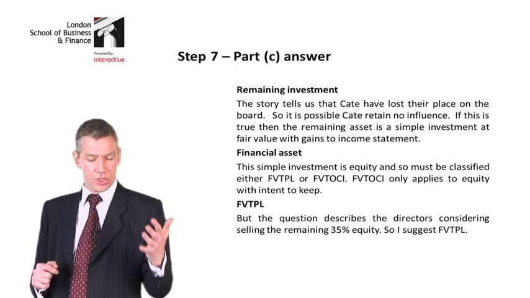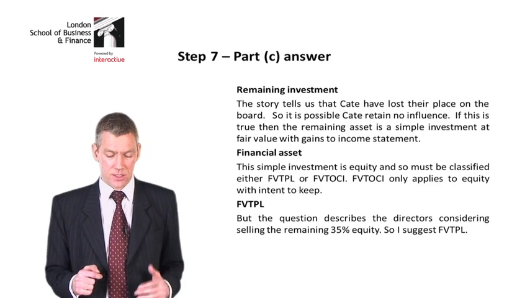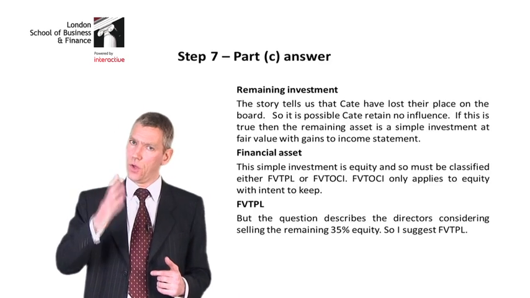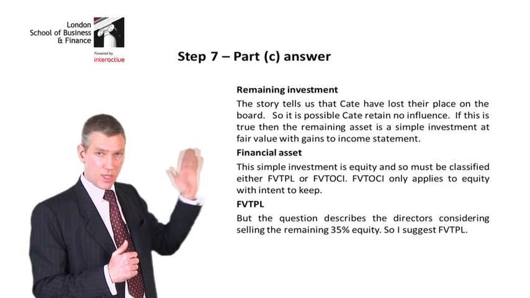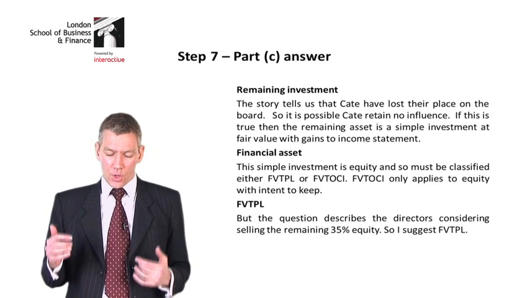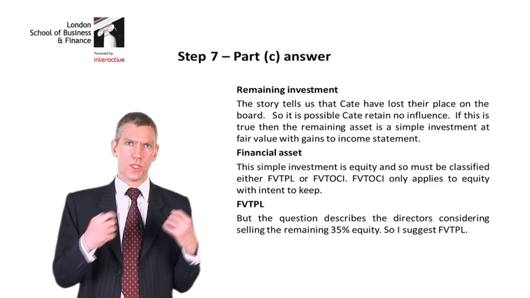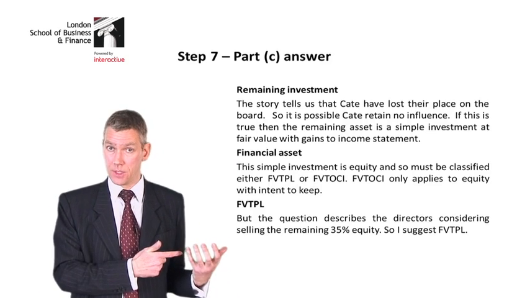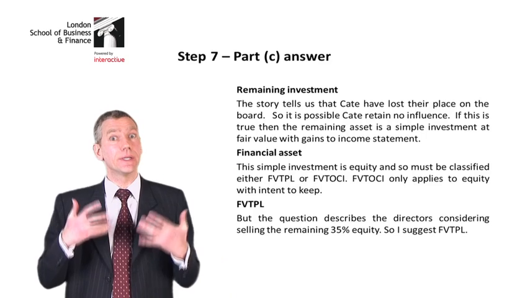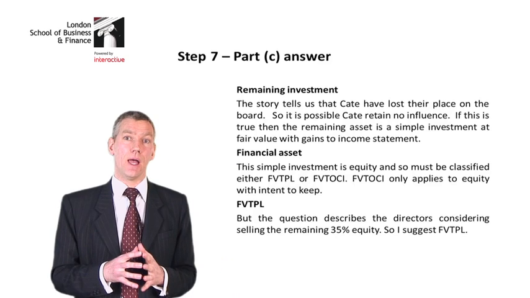Financial assets. This simple investment is equity, so must be classified either as fair value through profit or loss, or fair value through other comprehensive income. Now, you always abbreviate those two because they're huge. Fair value through OCI only applies with equity with intent to keep. So if you have equity with intent to keep, it would be FVTOCI. However, the question describes the directors as considering selling the remaining 35%, so I suggest FVTPL.